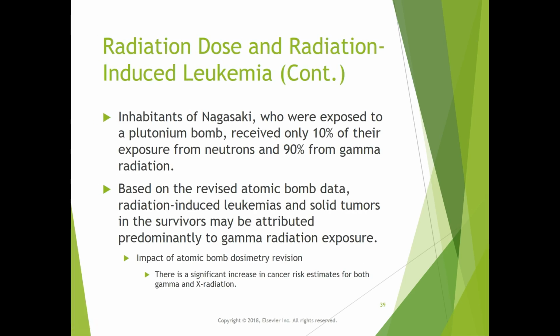Okay, so the inhabitants of Nagasaki who were exposed to just the plutonium bomb received 10% of the exposure from neutrons and 90% from gamma. So with that revised data, they realized radiation-induced leukemia and solid tumors most likely were attributed predominantly to gamma radiation. So that just led them to make a statement about the significant increase in cancer risk estimates for both gamma and X radiation.